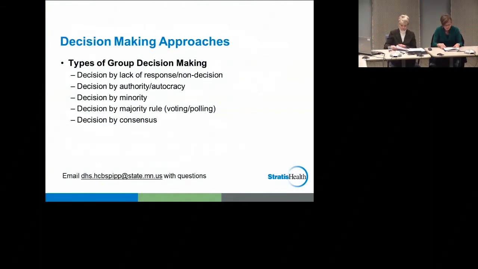So now I'm going to move to decision-making approaches. There is no one right way to make a decision, and we want to really emphasize that. The important thing is to convey what the decision approach will be, and to do that as soon as you know what that process is.